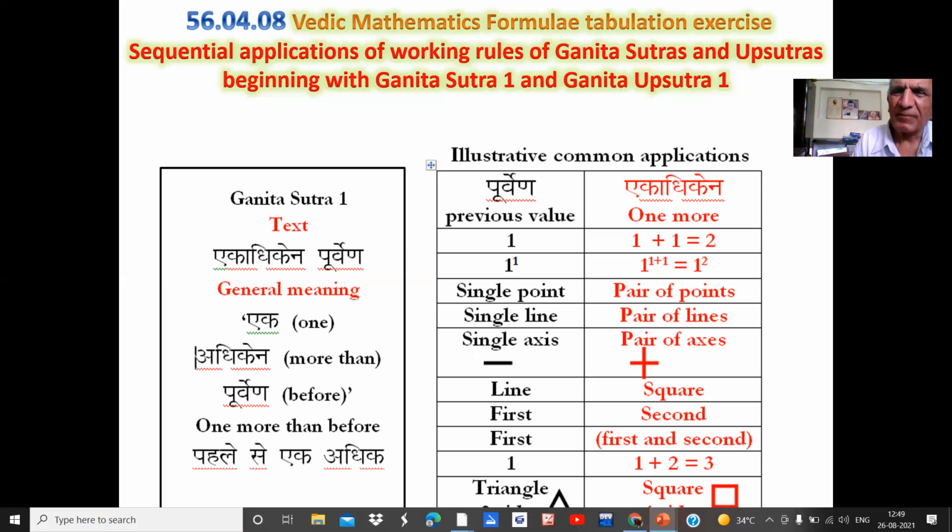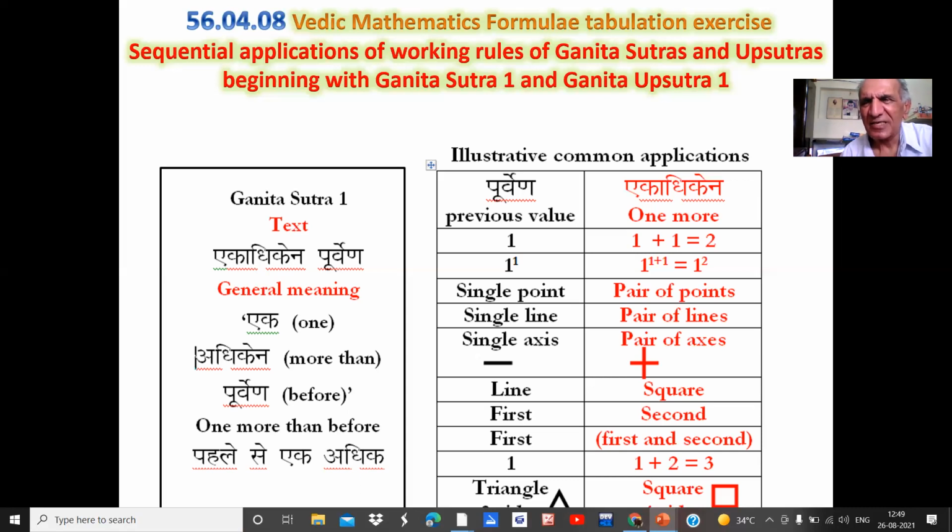If the previous value is 1 raised to power 1, then the Ekadhikena will make it 1 raised to power 2. If the previous value is a single point, the Ekadhikena will make it a pair of points. If it is a single line, it will make a pair of lines. If it is a single axis, it will make a pair of axes. If it is a line, it will make it a square.